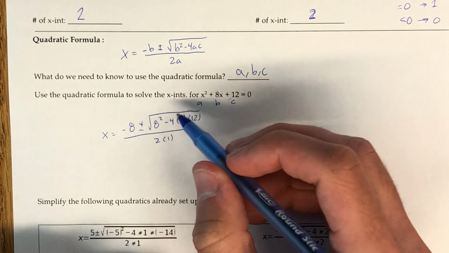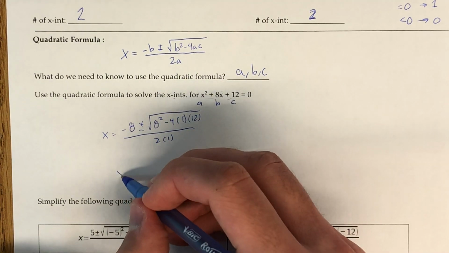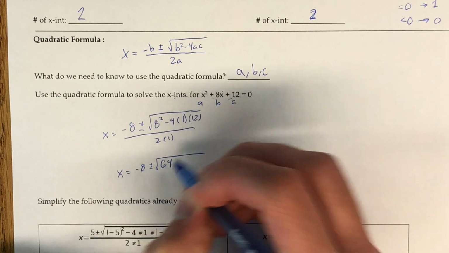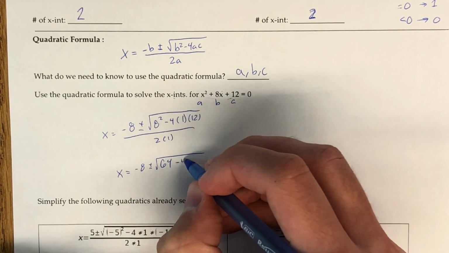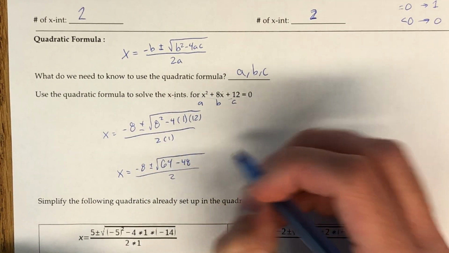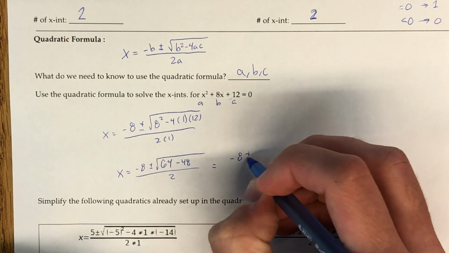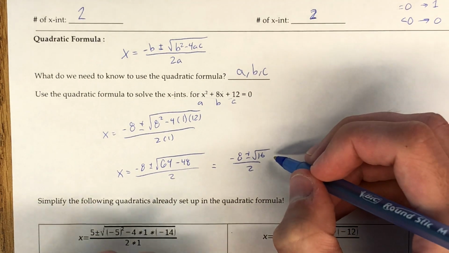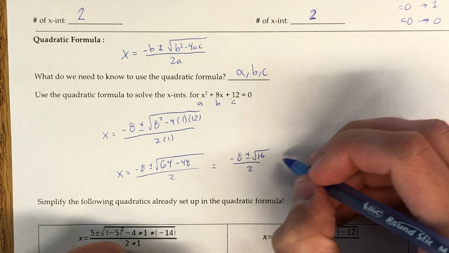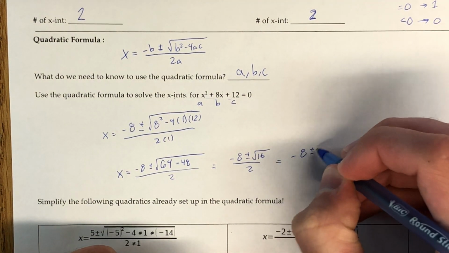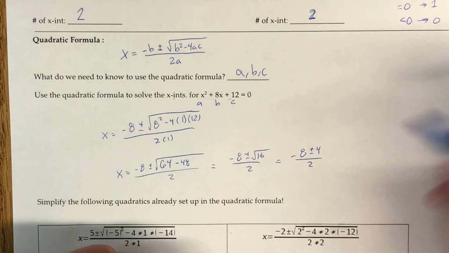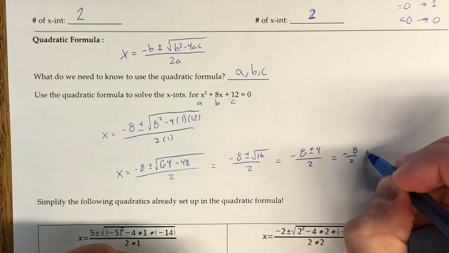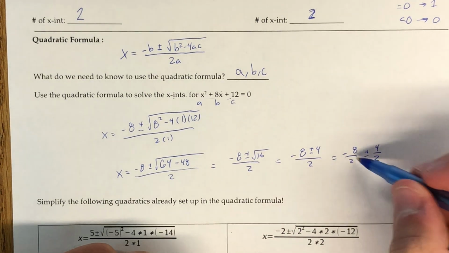And now we simplify. So we simplify it by starting within the square root first. So 8 squared is 64, minus 4 times 1 times 12, so that's minus 48, all over 2. 64 minus 48 is 16. And the square root of 16 is 4. So we have negative 8 plus or minus 4 over 2. What we can do here is split it into two fractions. So negative 8 over 2 plus or minus 4 over 2, and then divide.